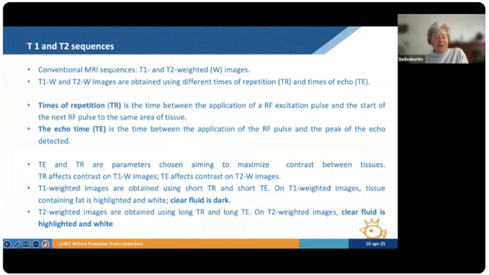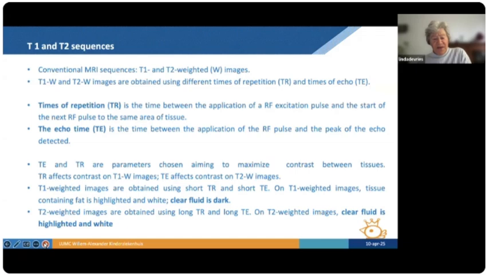And then we know that the T1 and T2 sequences are the ones that are most commonly used. They're also called the conventional MRI sequences. And they are obtained using different times of repetition, the TR, and times of echo, the TE, so echo time and repetition time. So the repetition time is the time between the application of the radio frequency pulse and the start of the next radio frequency pulse to the same area of tissue, while the echo time is the time between the application of the RF pulse and the peak of the echo detected.